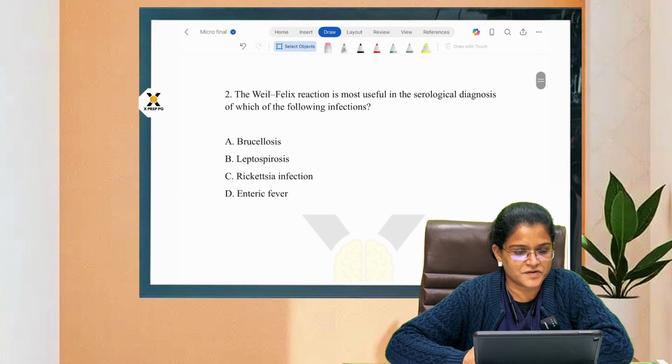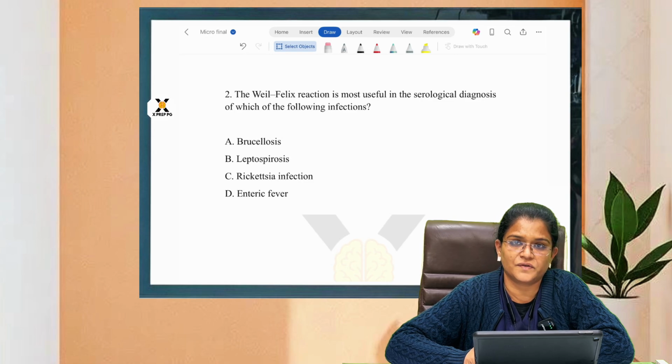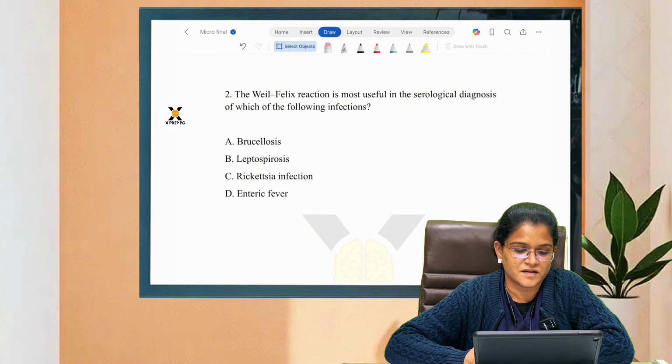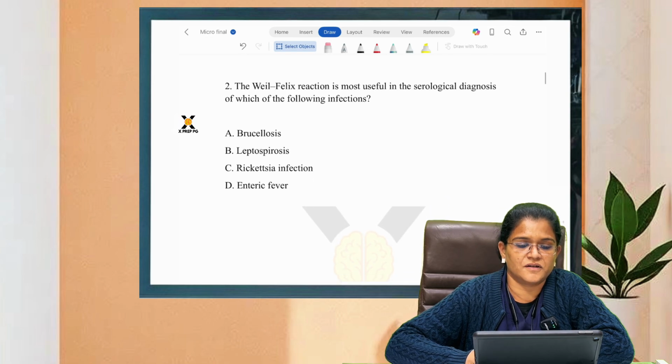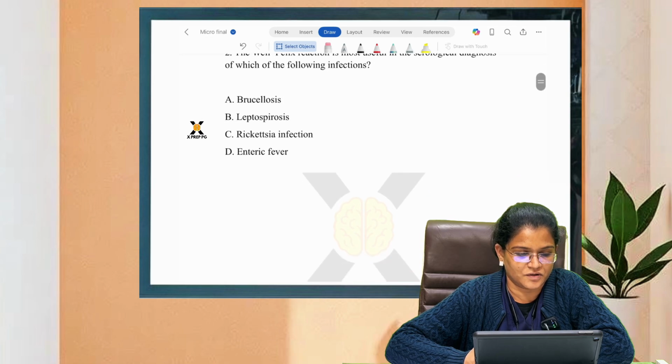Going towards the second question, Weil-Felix reaction is most useful in serological diagnosis of which of the following infections? Among all the options, we can go for rickettsial infections. It typically uses OX19, OX2 and OXK antigens of Proteus and is used for diagnosis of rickettsial infections, scrub typhus and all.